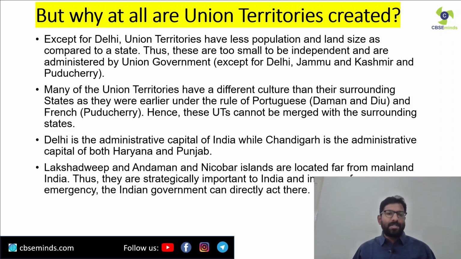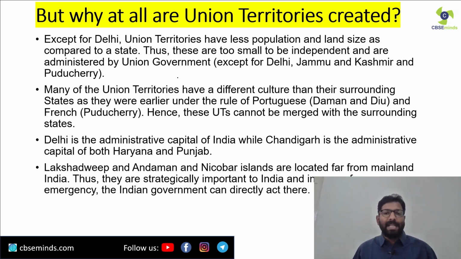But the next very important question is, why at all are union territories created or formed? Clear? So we have different reasons for it. Let's look at some of the reasons. Point number 1: except for Delhi, union territories have very little population. Clear? Apart from Delhi, because Delhi has a huge population. The rest of the union territories have less population, and the area is also very small compared to a state. Clear? So the UTs are areas where the population is very low and the area is very small, and therefore they are too small to be independent and are administered by the union government.